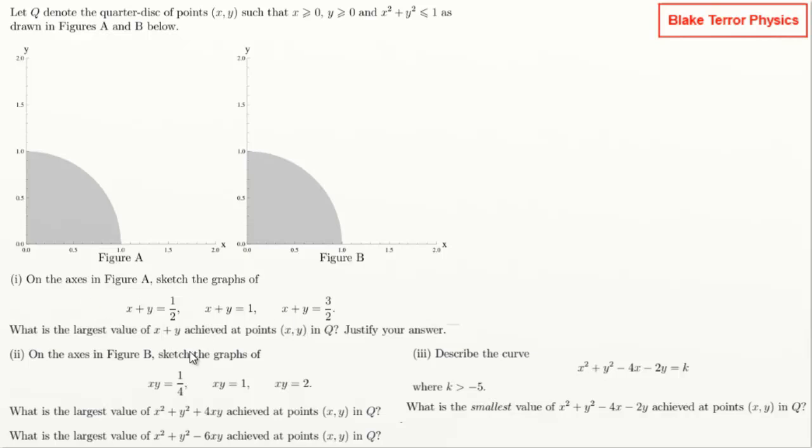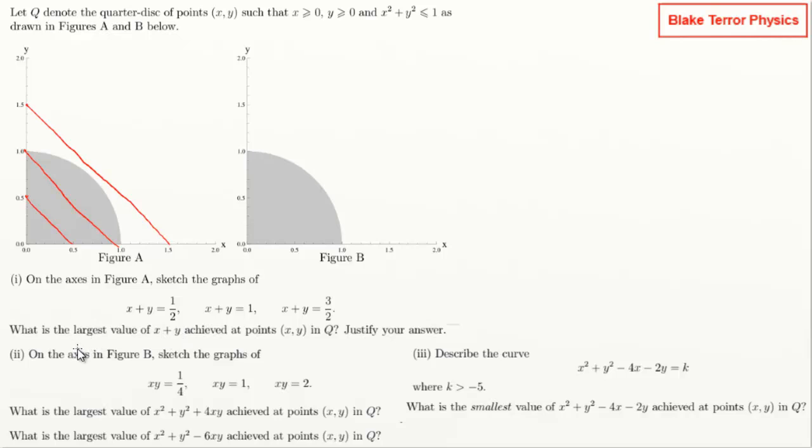Justify your answer. So what are we sketching? x plus y is a half, x plus y is 1, x plus y is 3 over 2. In other words, y equals a half minus x, y equals 1 minus x, and y equals 3 over 2 minus x. So they're all straight lines going through a half, 1, 3 over 2. They've all got gradient minus 1. So let's try and draw these in. It's not too bad considering trying to draw on this screen. So that's those. The middle one's a little bit wonky.